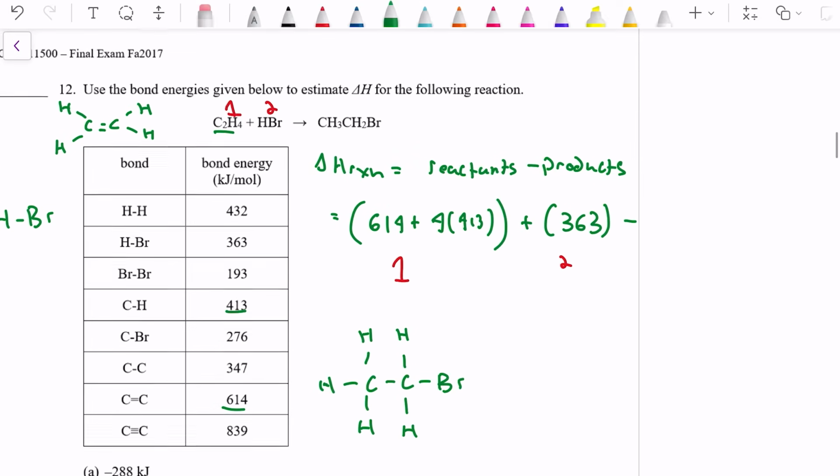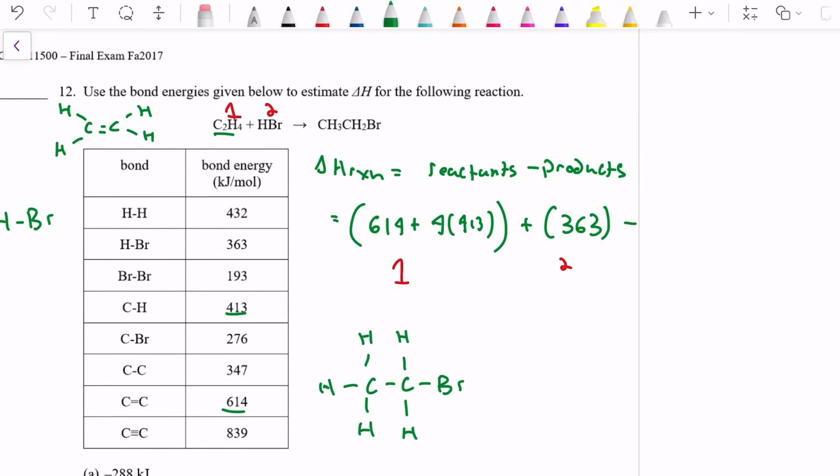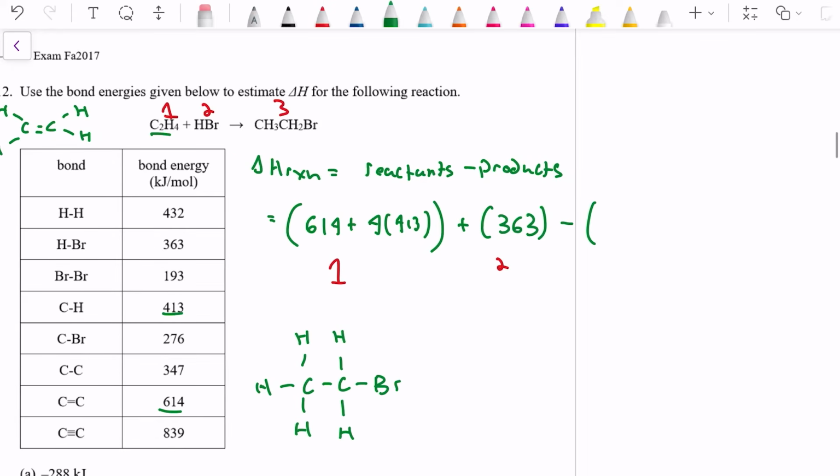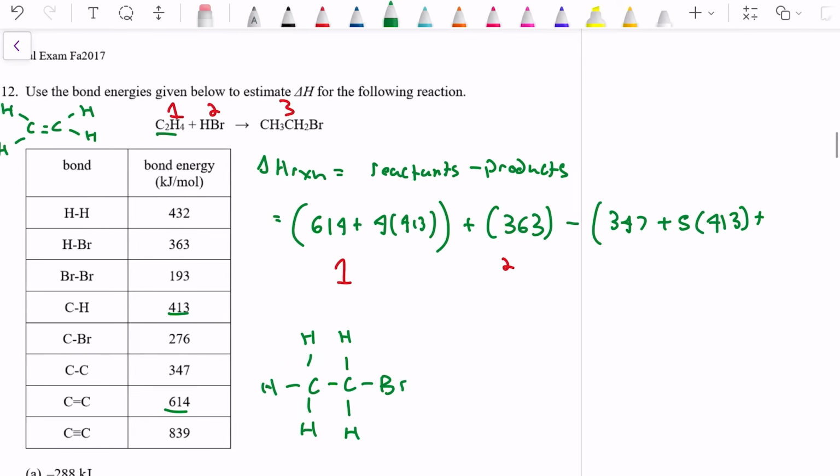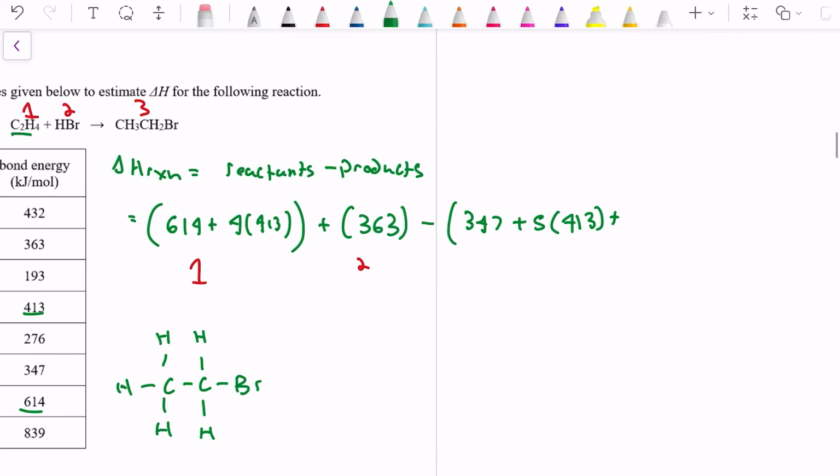So in this molecule, this is the product, by the way, we have a carbon-carbon single bond, 347. We have 5 carbon-hydrogen bonds, so 5 times 413. And then we also have a carbon-bromine bond, which is 276.